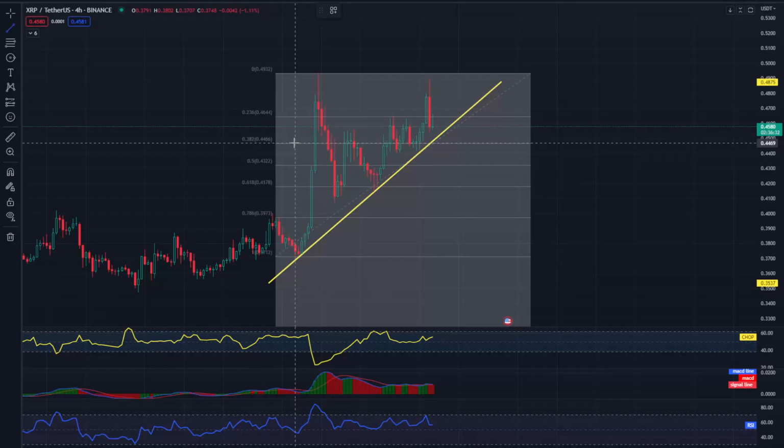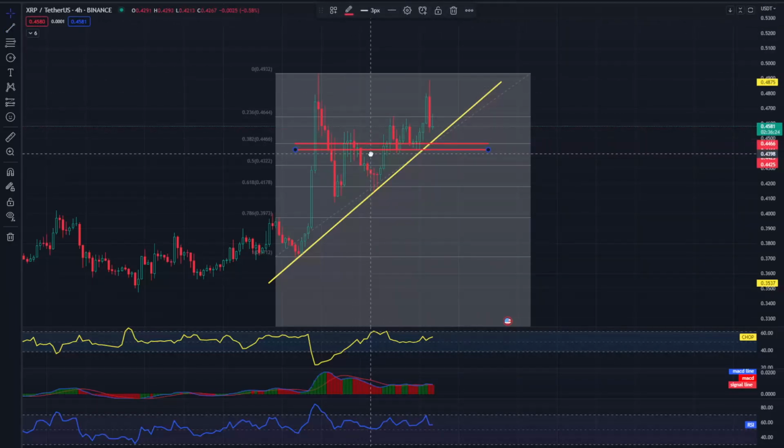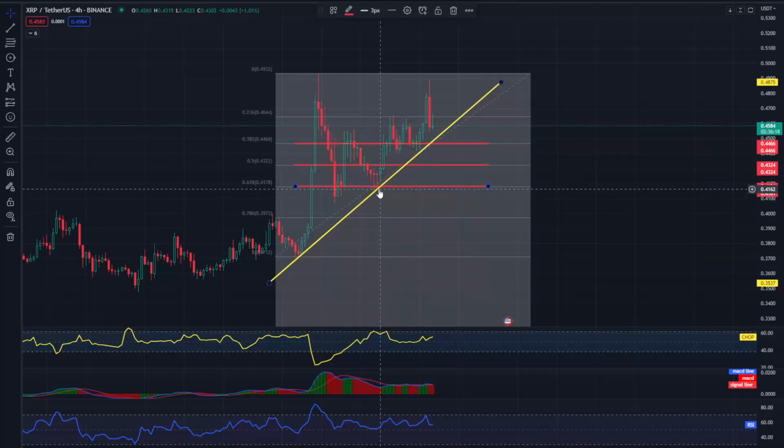Moving on, we can move on to marking support areas when we start a larger correction. And here the first support is at 45 cents. The second support is at 43 cents, the third support is at 42 cents, and the fourth support is at 40 cents.